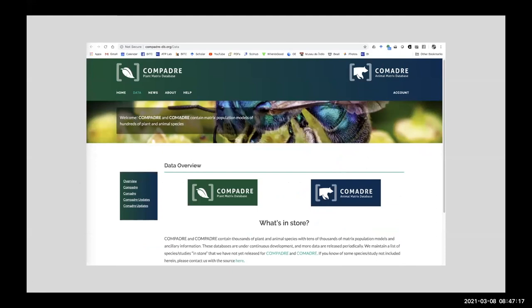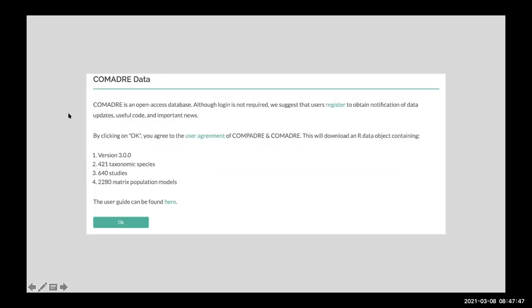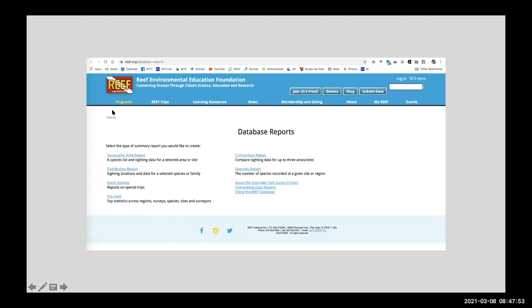Here's another data set. This is neat. Compadre and Comadre, which means the godfather of your son is your compadre, and the godmother of your son or daughter is comadre. That's about plants and animals, respectively. That's in Spanish. These are databases of matrix population models for hundreds of plant and animal species. And there are some neat data sets in there. The Reef Environmental Education Foundation with databases, geographic area reports, distribution reports, et cetera.